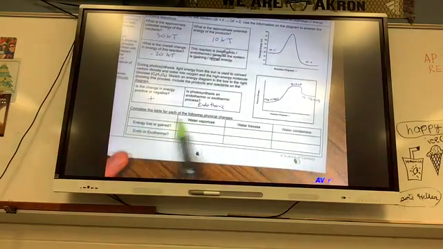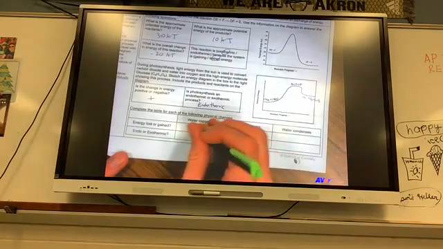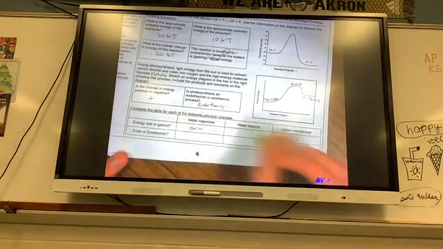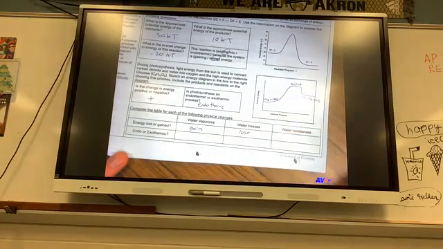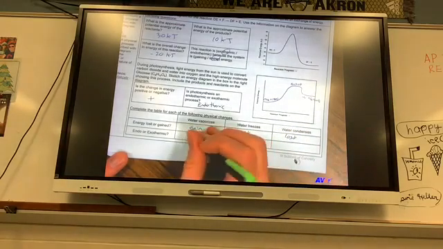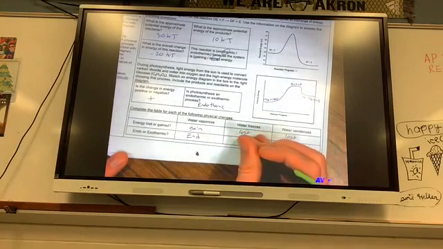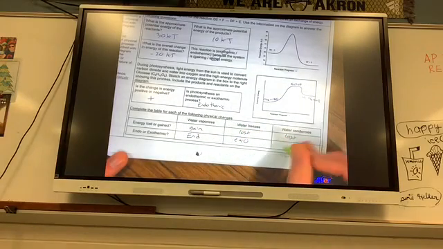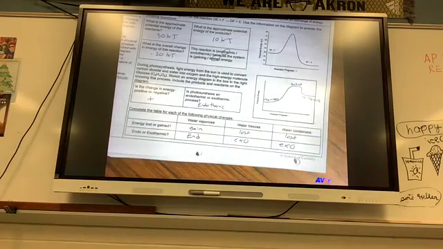Complete the table for each of the following physical changes. Water vaporizes, energy lost or gained. Gained. Water freezes, lost. Water condenses, lost. Endo or exo, in, out, out.